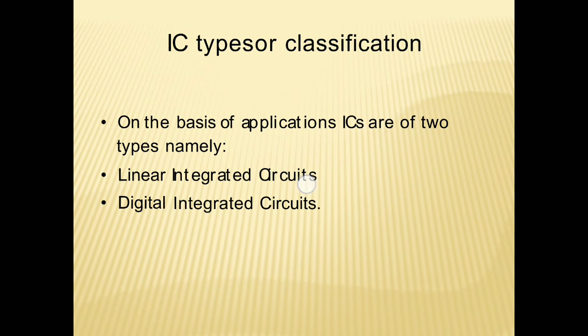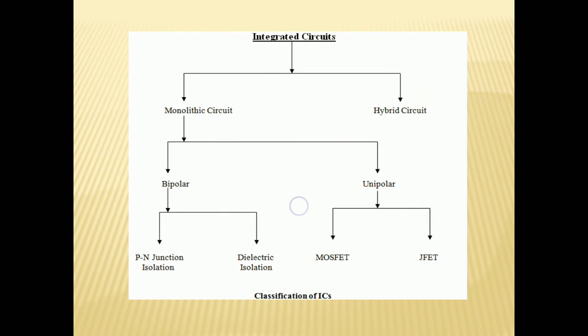Types of IC. Generally on the basis of application, there are two types, namely linear integrated circuits and digital integrated circuits. This diagram illustrates the classification of the IC. ICs are generally classified as monolithic circuits and hybrid circuits. The monolithic circuit is further classified as bipolar and unipolar circuits. The bipolar circuit is further classified as PN junction isolation and dielectric isolation circuits. The unipolar circuits are MOSFET and JFET.